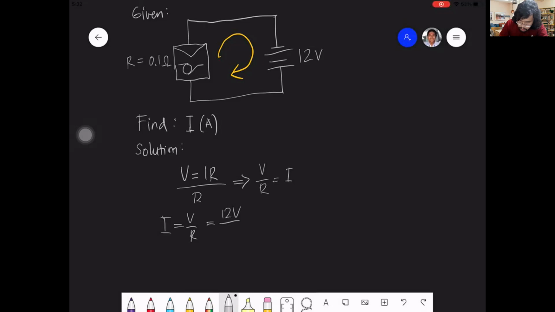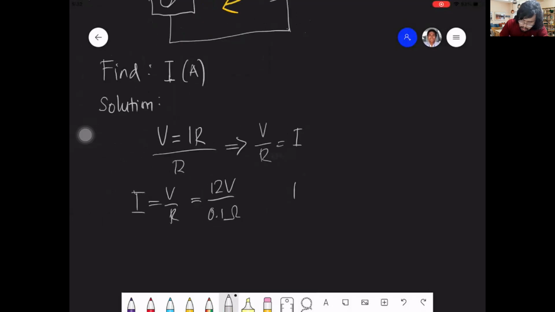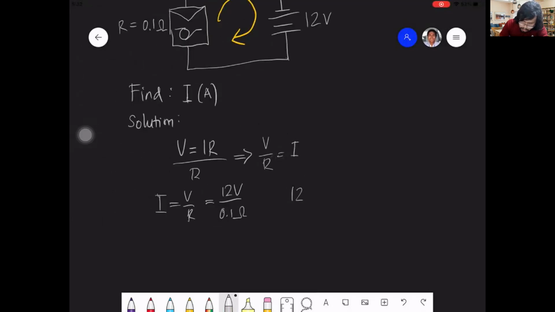Now we have I equals V over R, and simply we can plug in the values of 12 volts and 0.1 ohm. When you divide a number by a decimal fraction, you just move the place of the decimal. So we get now a value of 120 amperes. Okay, so this is the final answer.